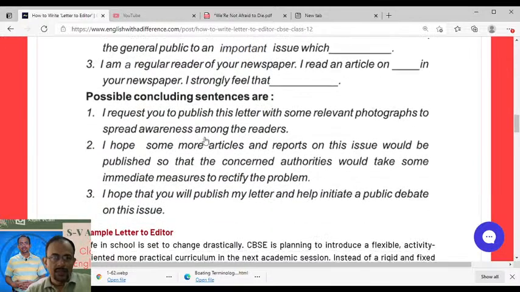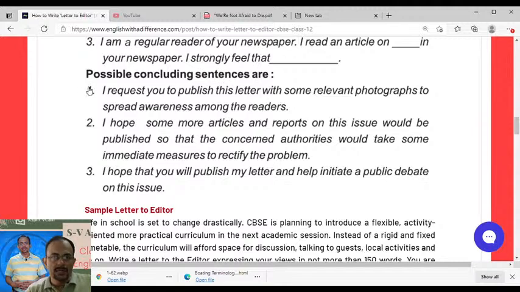Okay, then possible concluding sentences are: I request you to publish this letter with some relevant photographs to spread awareness. I hope some more articles and reports on the issue would be published so that the concerned authorities would take some immediate measures. I hope that you will publish my letter and help initiate a public debate on this issue, right? So these are some of the concluding sentences.